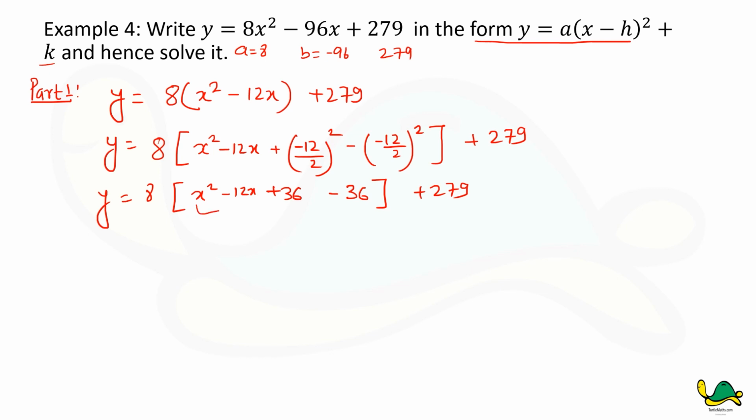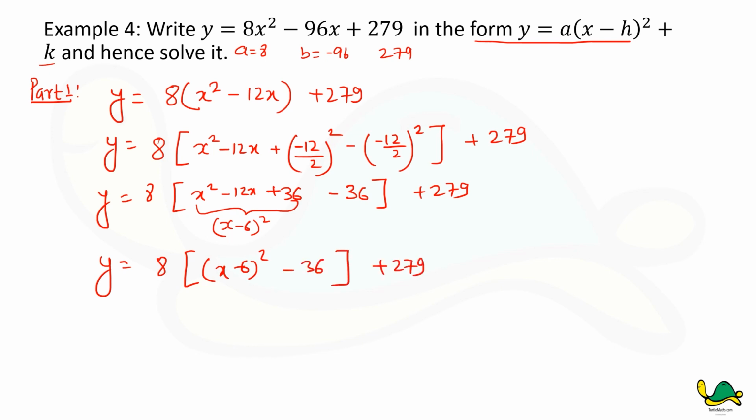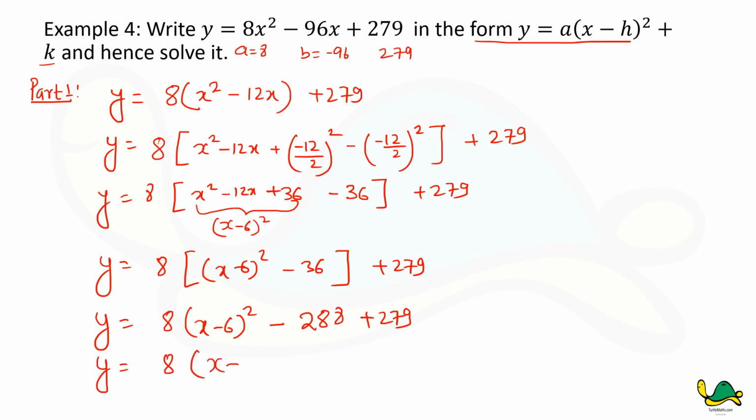Now have a look at this one. This is nothing but x minus 6 whole square. So you can rewrite it as y is equal to 8 times x minus 6 whole square minus 36 plus 279. Y is equal to, we will expand the bracket, 8 times x minus 6 whole square minus 288 plus 279. Let's simplify it one more time. We will have 8 times x minus 6 whole square minus 9.